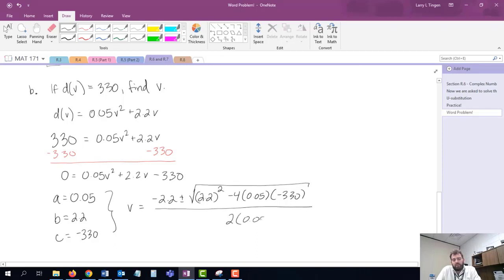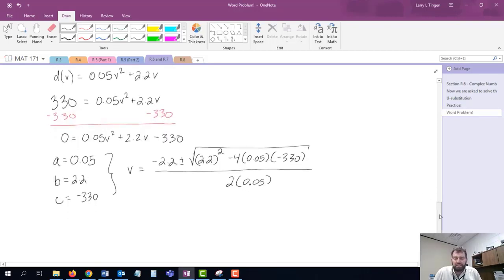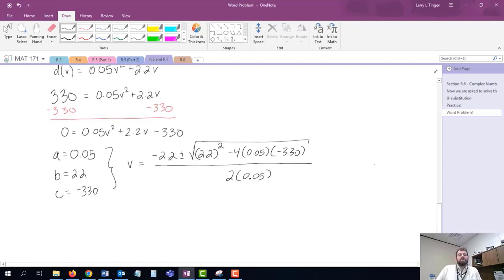A is 0.05. Now, if you've been paying attention in that most recent lecture, we talked about the discriminant, what's under the root. If what's under the root is negative, my solutions are imaginary. What's under the root better not be negative. This is an application problem, and does that occur? Absolutely not. 2.2 squared, that's minus 4 times 0.05 times negative 330.